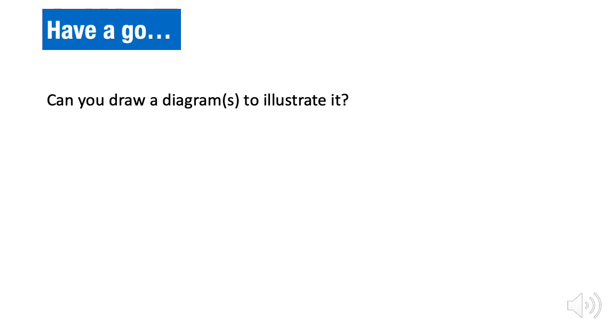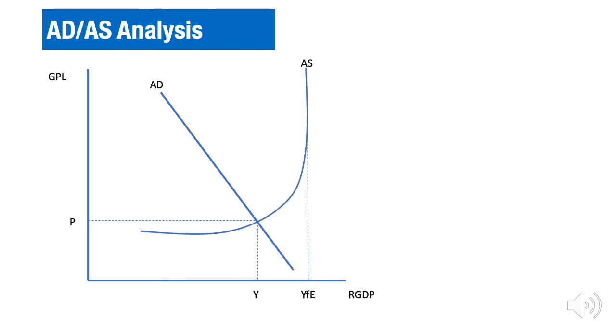So another little activity for you to have a go at. Based upon the work we've done so far, pause the video and you should be able to draw a diagram to illustrate an output gap. If you think about what we did the week before we broke up, try and use an AD/AS diagram. If you struggle to use an AD/AS diagram, have a go at just using a PPF. So you might have drawn something like this.